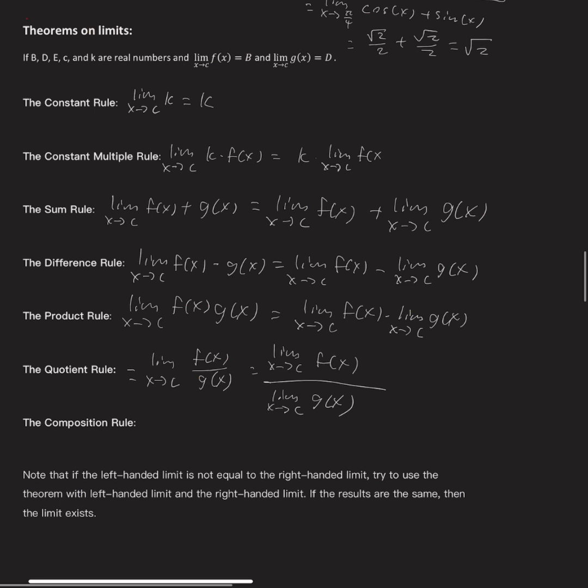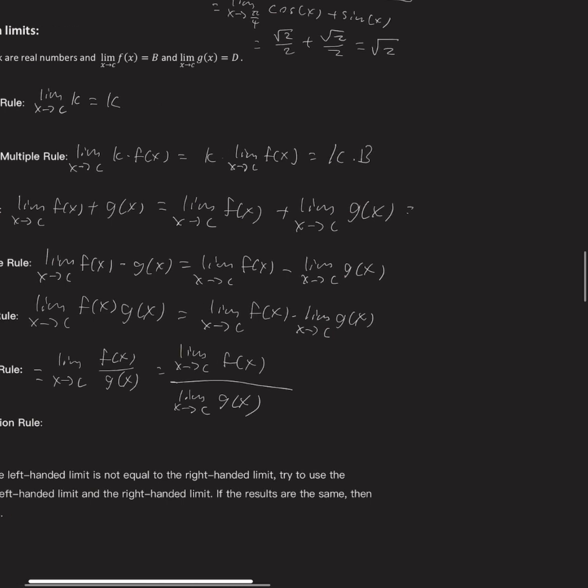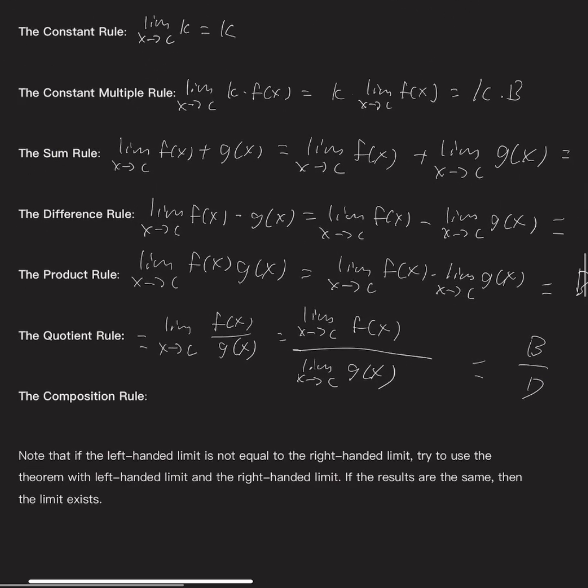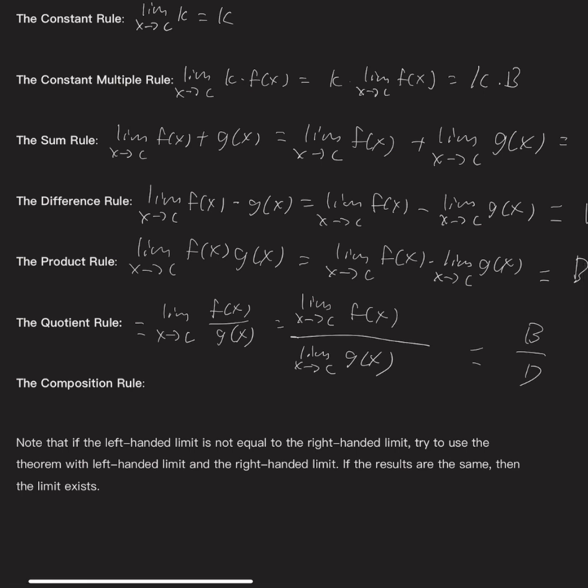Remember the values we didn't use, b and d? Well, we can use them right now. That's k times b, b plus d, b minus d, b times d. Sorry, it's a capital D. And it should be b divided by d. Very straightforward.